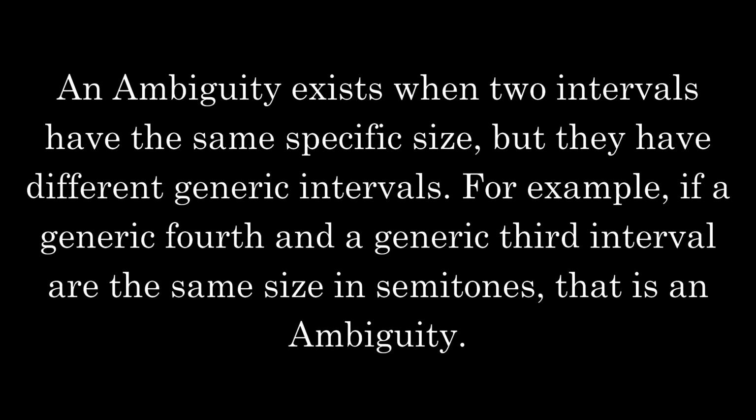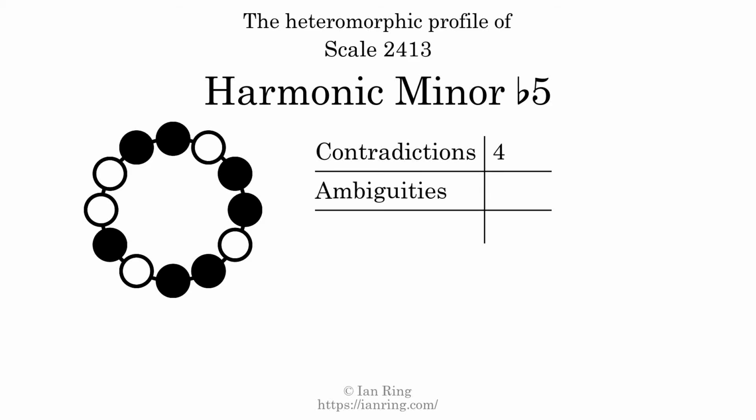An ambiguity exists when two intervals have the same specific size, but they have different generic intervals. For example, if a generic fourth and a generic third interval are the same size in semitones, that is an ambiguity. The number of ambiguities in this scale is 27.